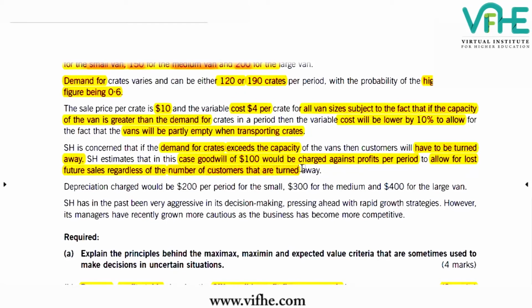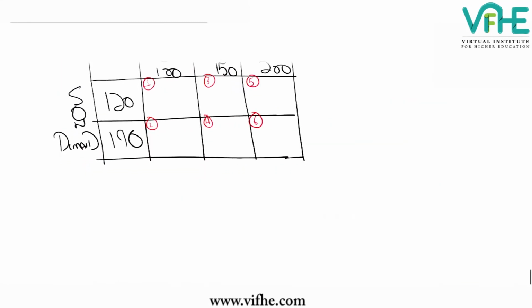So in that case, you will be charging 100 as a goodwill charge, because this results in a bad reputation, because you are refusing to accommodate the customers. That is why there will be a goodwill charge. Now, depreciation for small is 200, medium 300, and large 400. And part B is to prepare a profit table showing 6 profit figures per period. So let's start with the calculation, keeping in mind all the things I've just explained.